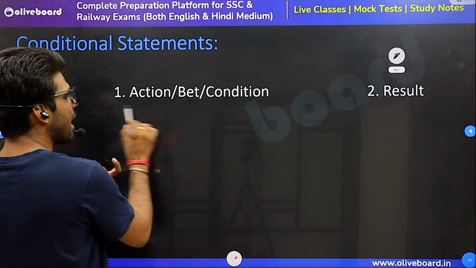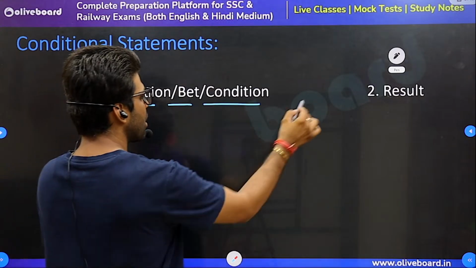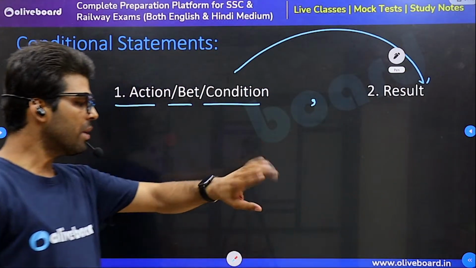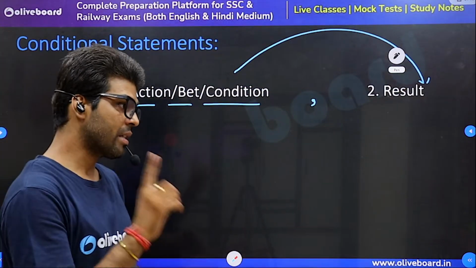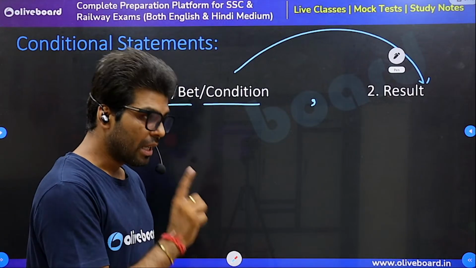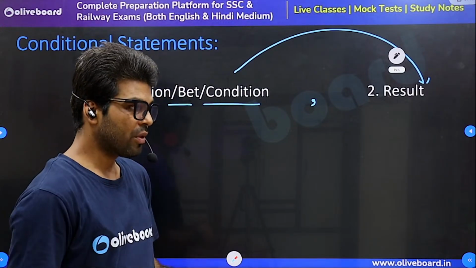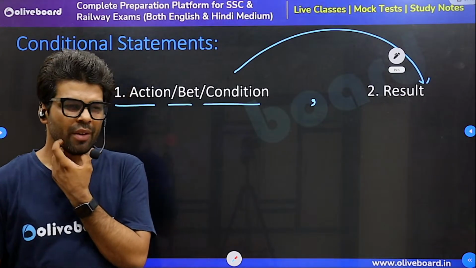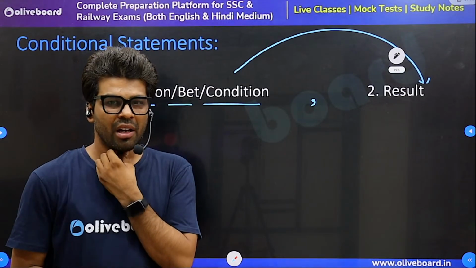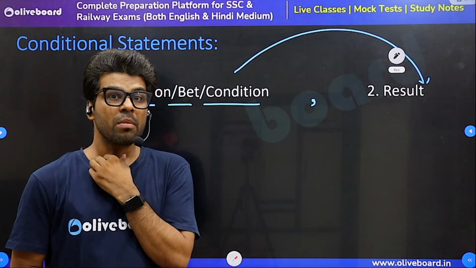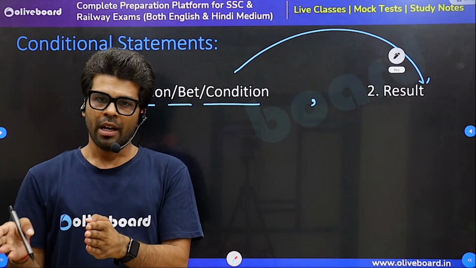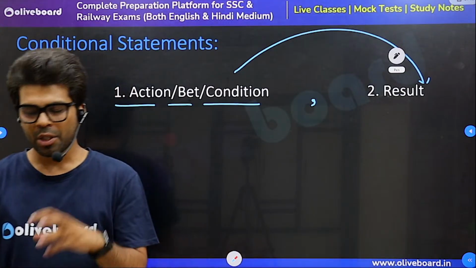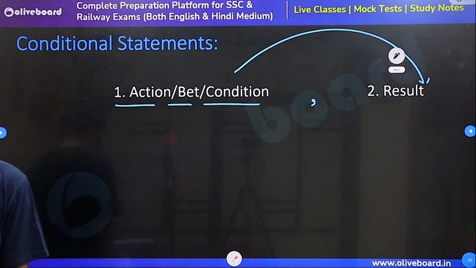Let's derive them. Initially, if I mention any action, any bet, any condition, and there's another dependent sentence on that, like if you come till 5, I'll go with you, otherwise I'll have to go alone. That's a condition. Mummy, if I get leave, I'll come this Diwali. If I don't get leave, I may not come this Diwali. So my coming is totally dependent on whether I get leave or not. In all these cases, we call these the conditional clauses or the conditional sentences.